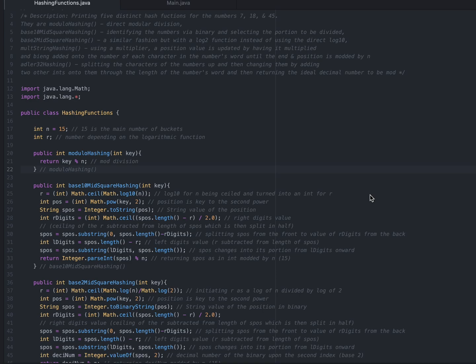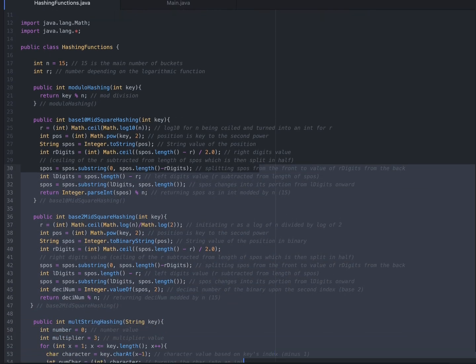And Adler 32 hashing splits the characters of the number up and then changes them by adding the other two ends onto them through the length of the number's word, then returning the ideal number to be modded. 15 is like the number of buckets, and R is the number depending on the algorithm. Modulo hashing is basically direct mod.